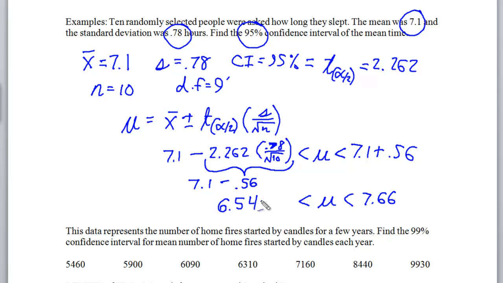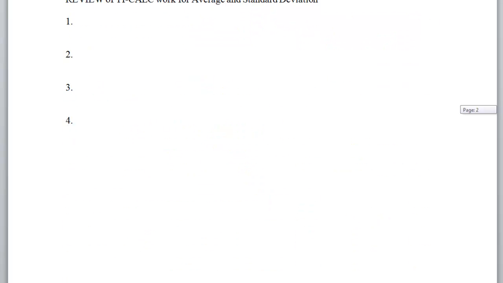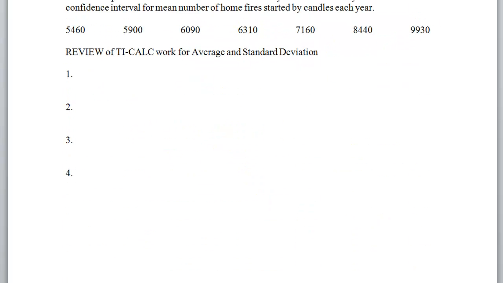So the population, based on my small sample, with 95% confidence, is going to be between 6.5 and 7.5 hours of sleep. And that's very similar to the Z confidence intervals we were finding earlier. Now, again, pause this if you need to copy it down, but I'm going to move to my next problem, and this problem is going to deal with the raw data.